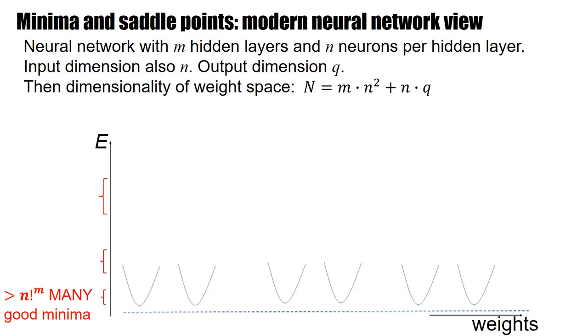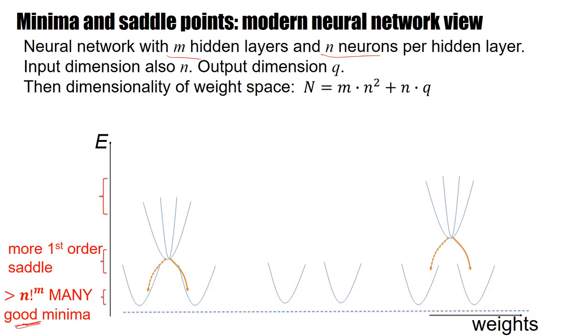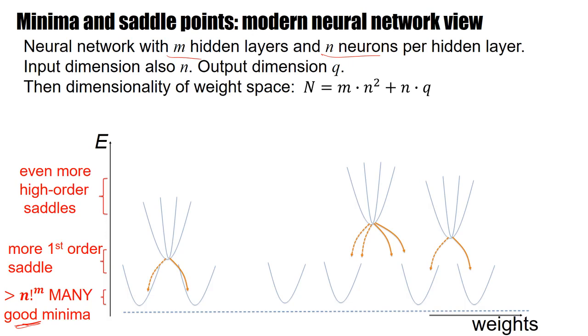So now we arrive at the following picture. In a deep neural network with m hidden layers, n neurons per hidden layer, we have an absolutely huge number of equivalent good minima. Say, these are the real global optima, and there are many of these. And then the statement is, well, there are even more of these first order saddle points. And there are even more of these second order saddle points. And there are even more of the higher order saddle points. So the landscape is really full of these critical points, and saddle points are much, much more frequent than minima. But minima are also frequent because of these weight space symmetries, because of all the possible permutations.